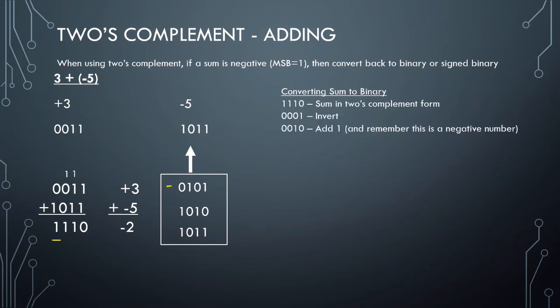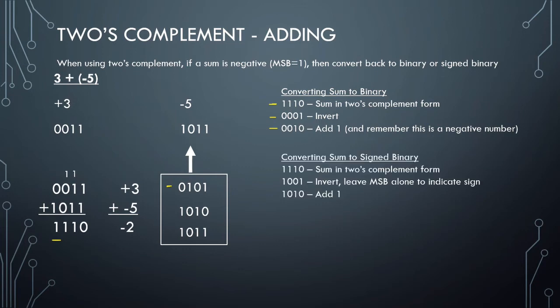If we convert it to binary, I have the same number just carried over here so we can understand better. We invert everything, add 1, and we remember that it is a negative. So this is a -2, just like we should have gotten. If we want to convert to signed binary, here's the number that we're starting with. Again, we leave the most significant bit alone if we're converting to signed, and then we add 1. So in signed binary, this represents -2.